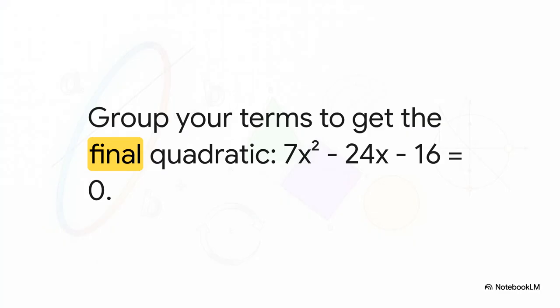Next up, we bring everything over to one side to set the equation to 0. When you group your x squared terms, your x terms, and your constant numbers together, you get this incredibly satisfying final quadratic, 7x squared minus 24x minus 16 equals 0. And hey, notice how the question literally gave us the answer to verify in part A? That is Cambridge throwing you a lifeline. It's easy marks if you just keep your algebra organized.